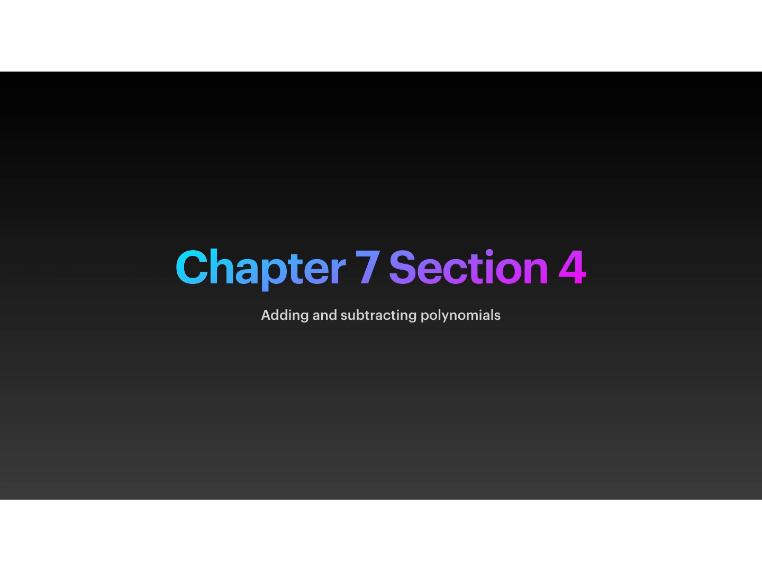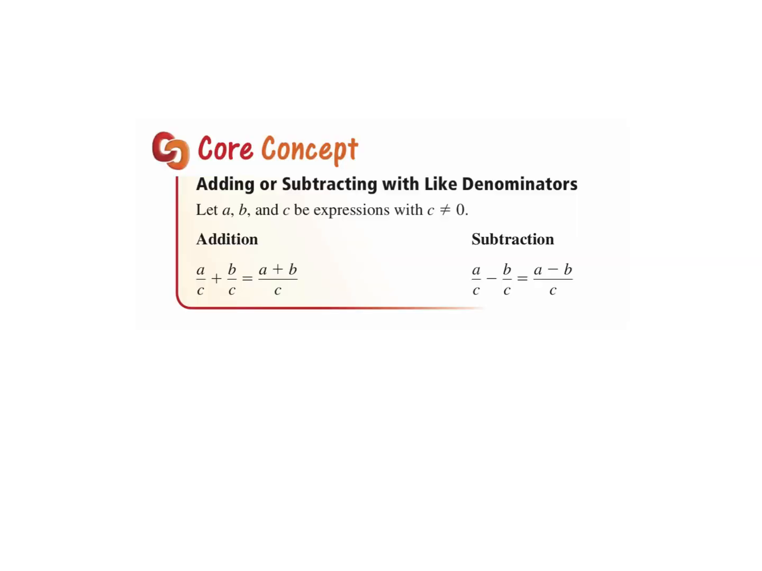Today we're going over chapter 7, section 4, adding and subtracting polynomials. So when you add and subtract your fractions, remember you have to have like denominators. We've done these all the time with normal fractions. Now the only difference is instead of being a number at the denominator, it's going to be a number and a variable, or a number and a variable plus another variable. It's just going to be a polynomial at the bottom.